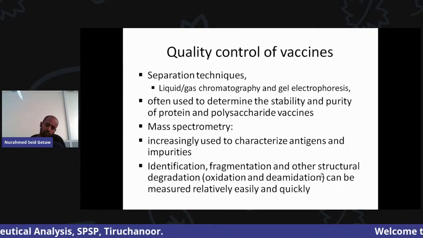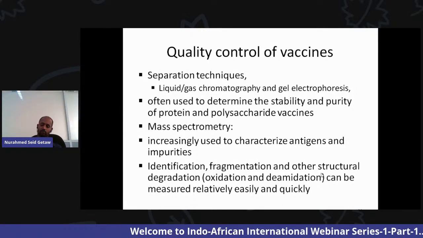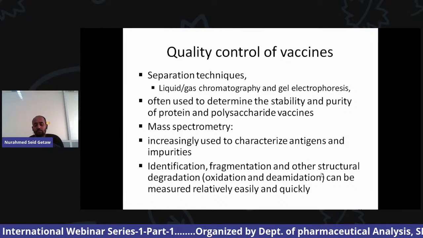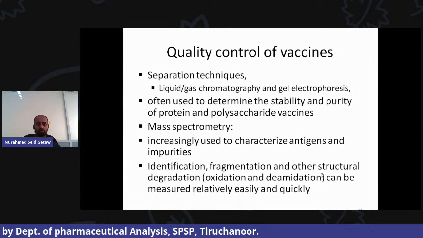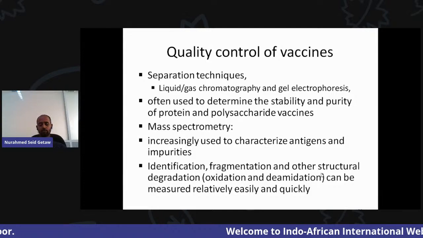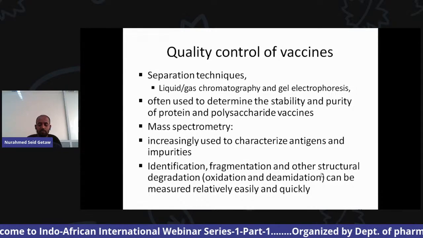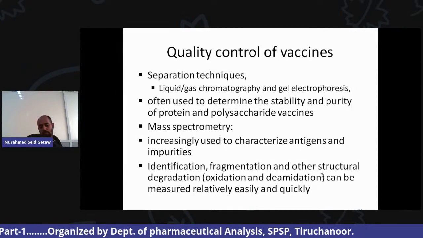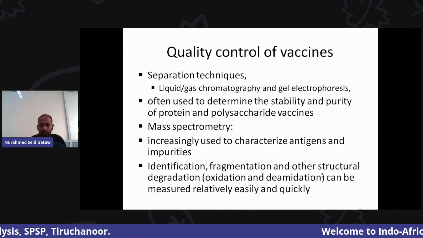So, separation techniques may include chromatography and electrophoresis, not just gel electrophoresis. Capillary electrophoresis has also shown impressive results. Liquid and gas chromatography, even gas chromatography, is also possible to be used. And chromatography is very instrumental in this one. And they are often used to determine the stability and purity of protein and polysaccharide vaccines as components from the pathogen. These things will be directly quantified and identified.